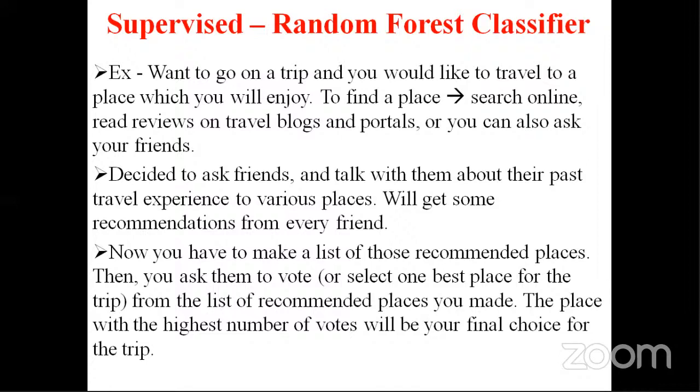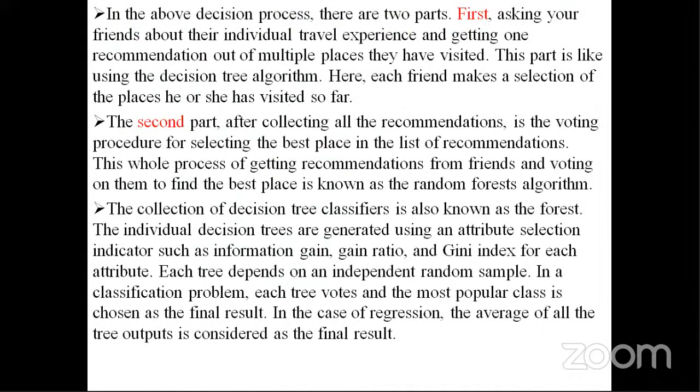So first we made decisions about a few places based on some parameters. Then we enter into the voting concept, like which one is the final. The place with the highest number of votes will be your final choice for the trip. So whichever place gets more votes, I'll decide that this is the final place I have to travel to. So we got this example, right? Now we'll see how it can be explained with respect to the random forest algorithm, right?